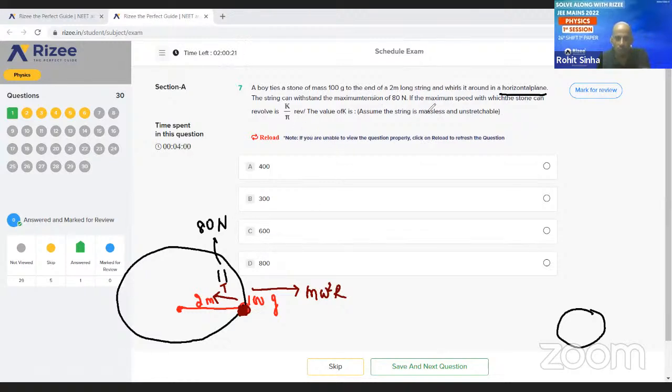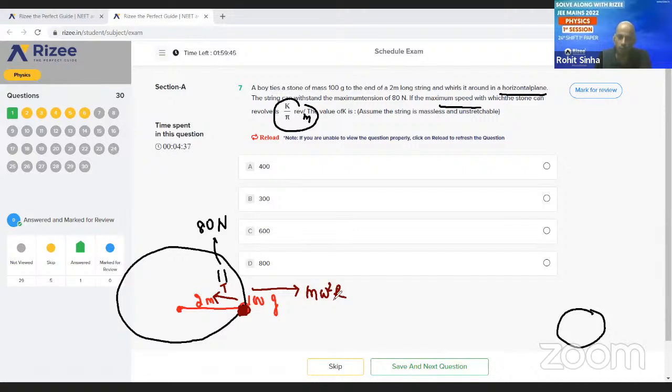It is also given that the maximum speed of the string is k by pi revolution per, I think it can be minute or second. I think it is revolution per minute. Let us check. There may be a typing mistake here. So it is given like this, and we have to find the value of k.